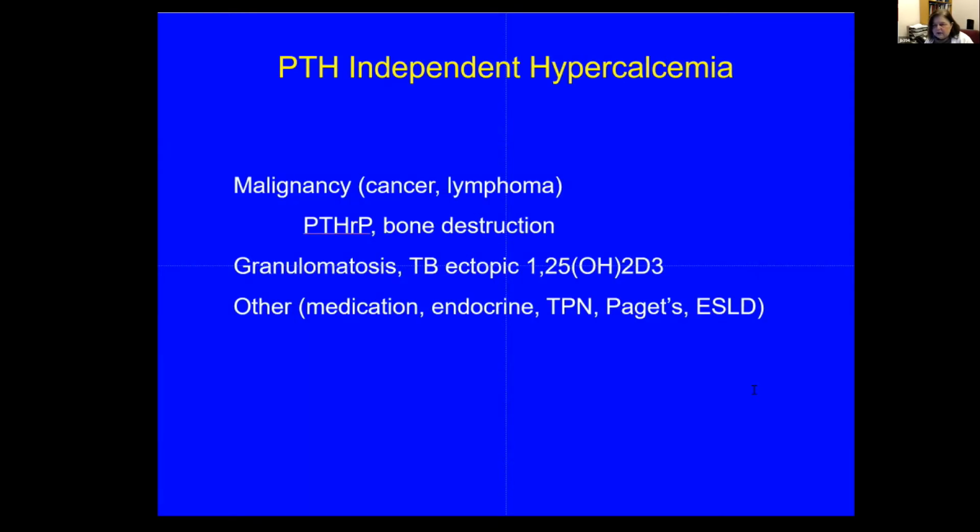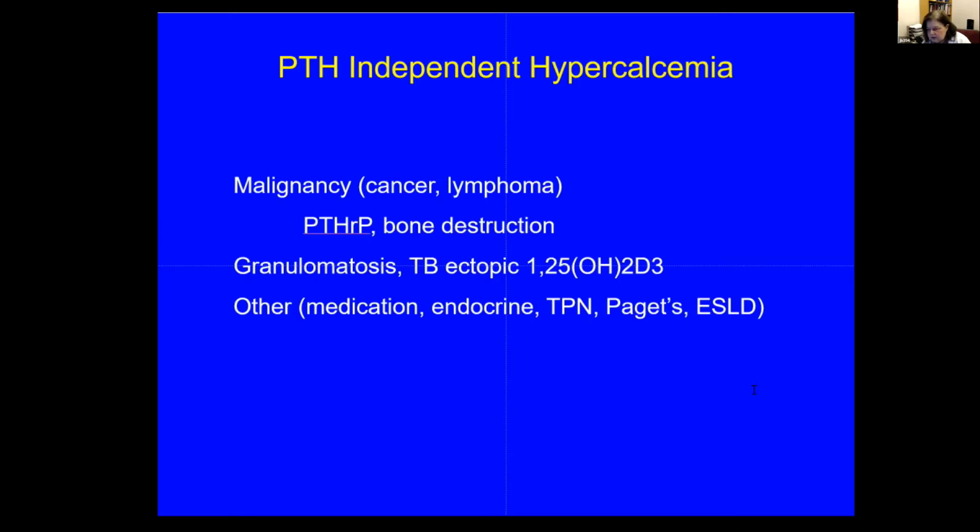Well, we arrived to the PTH-independent hypercalcemia, which includes malignancy, cancer, or lymphoma. The two mechanisms that are involved are excess PTH-related peptide secretion. This hormone is coming from the tumor and acts on the normal PTH receptor and generates the same kind of hypercalcemia. And the alternative is bone destruction by the tumor or lymphoma.